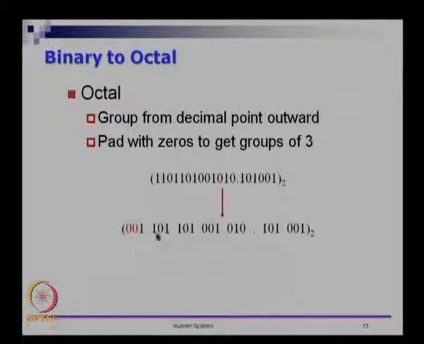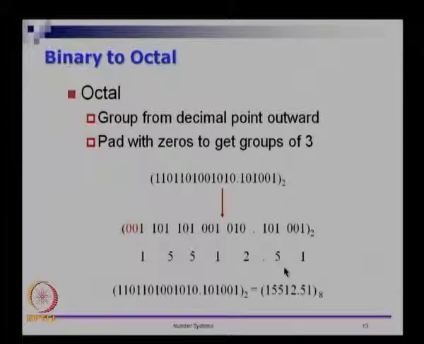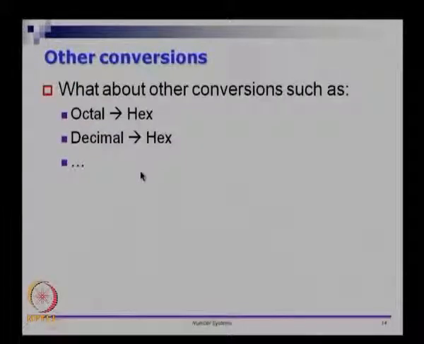001 is 1, 101 is 5, 101 is 5, 001 is 1, 010 is 2, 101 is 5, and 001 is 1. You write that down and you put a base 8 there. So, 15512.51 base 8 is the octal equivalent of this binary number here. So, other conversions are straightforward.